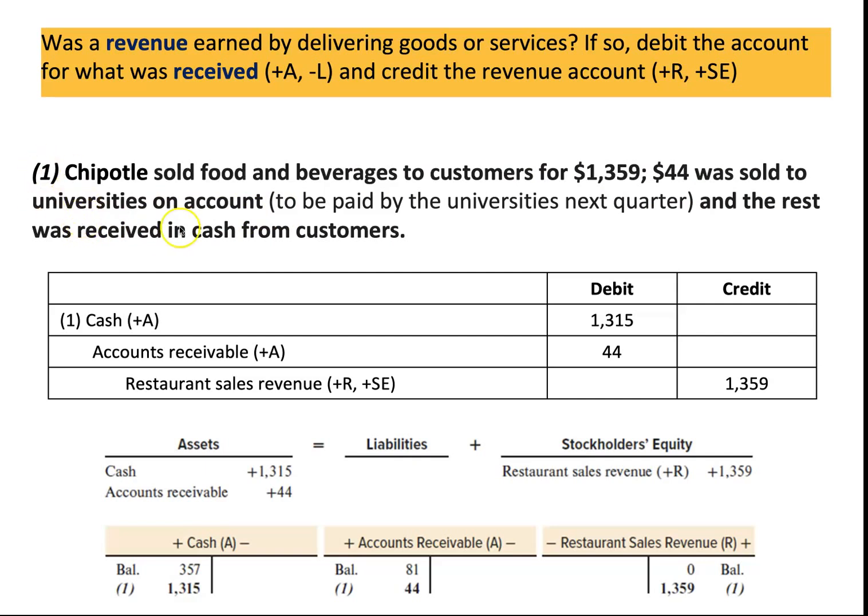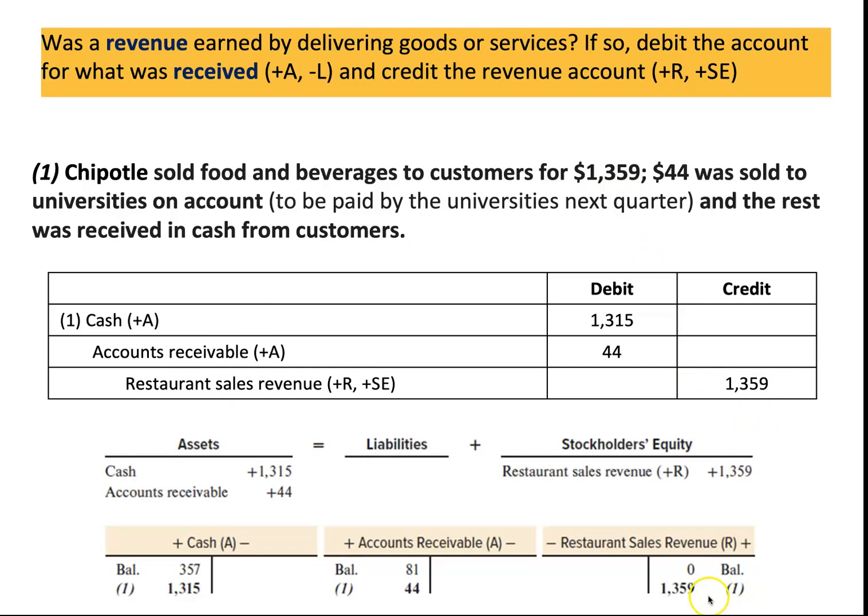So when we analyze this transaction, the first thing we ask ourselves is, is anything earned? The answer is yes, because you sold food and beverages to the customers. So obviously, we have earned sales revenue for the amount it incurred, $1,359.